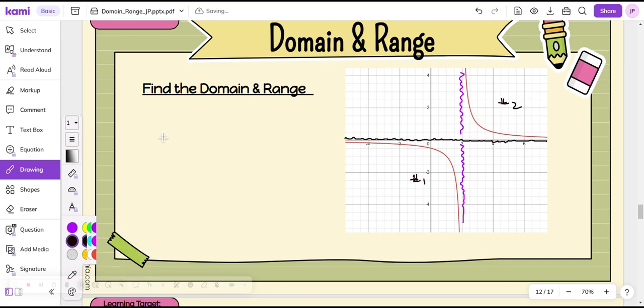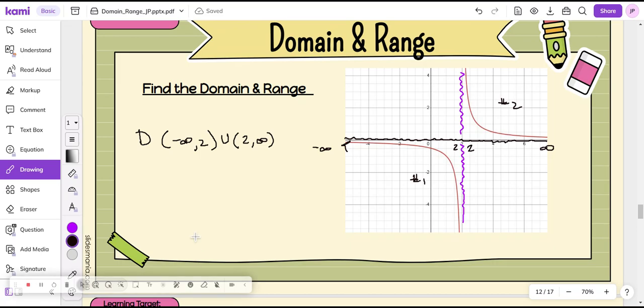So if we're doing our domain, we'll do our domain first. We're going how far to the left to how far to the right. So this piece is the furthest to the left. It's going to go from negative infinity up to 2. And then we're going to jump over the purple vertical asymptote and we'll go to the second branch. And it's going to go from 2 to infinity. So our domain is going to be negative infinity to 2. We're not going to get to 2, so we'll use a parentheses. And then the second branch is going to go from 2 to infinity. And then we'll put a union symbol in the middle.